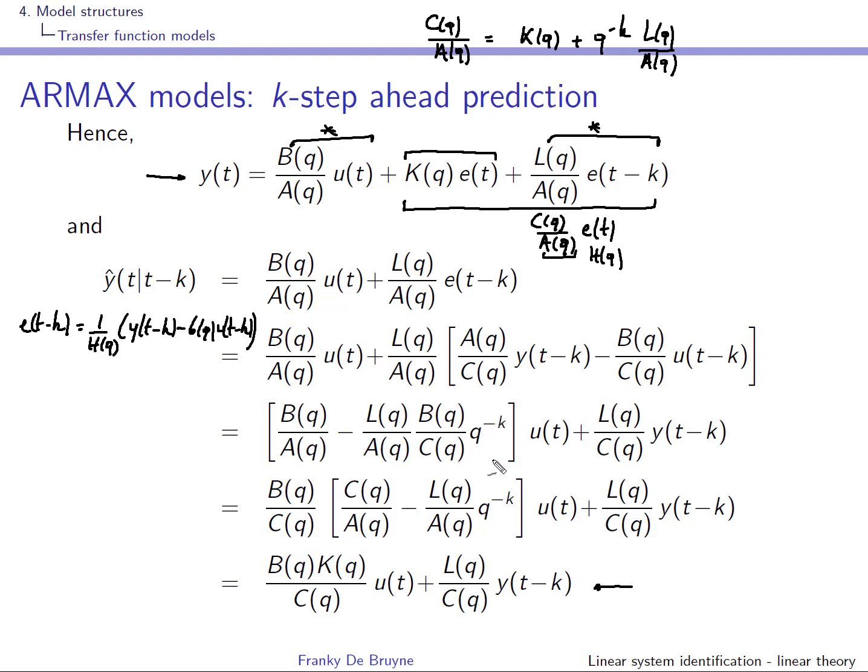Okay, this is what you obtain over here. We put the B over C up front, and just to show you that this is from this equation here, this is simply K(q), right? And so this is another way to obtain the k step ahead prediction, but in this way you do not have to know the k step ahead prediction formula of the previous slide.